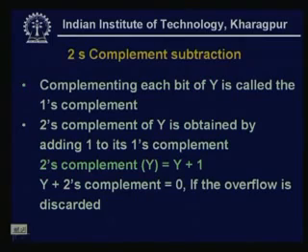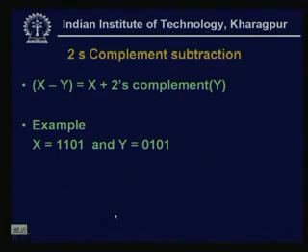So, in this way we will get that x minus y is x plus 2's complement of y. This is a very important result: if I want to subtract y from x, that means x minus y, there is no separate subtractor needed if the 2's complement of one number is available. Then the same adder circuit can be used for this subtraction.